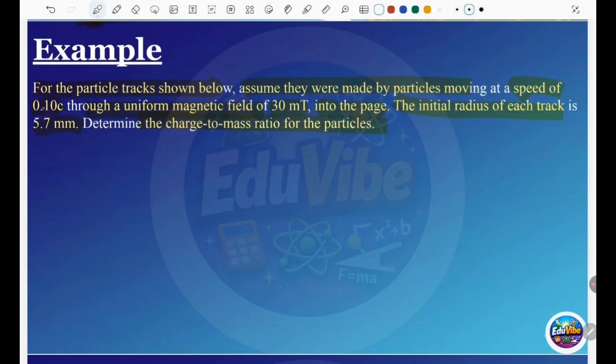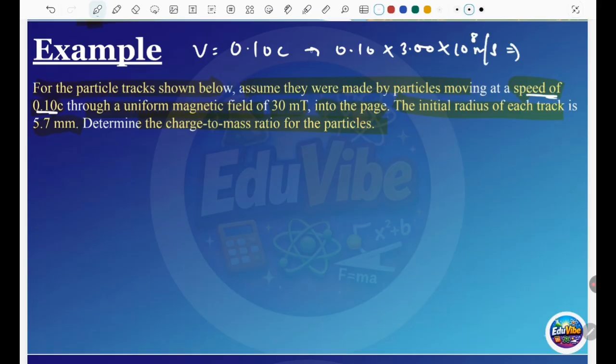So this is the speed given to you. You have 0.10 c, which is 0.10 times 3.0 times 10 raised to power 8 meters per second. You multiply this by the speed of light, and you get 3.0 times 10 raised to power 7 meters per second. This is your actual speed.